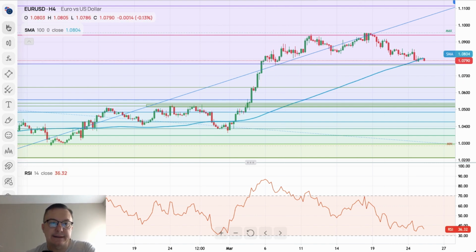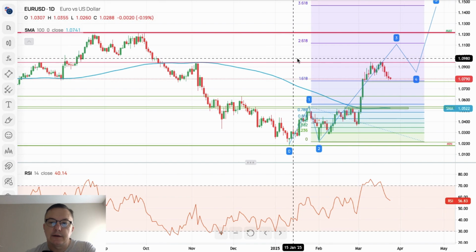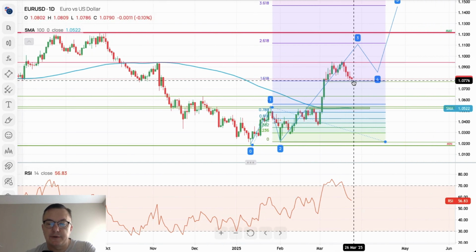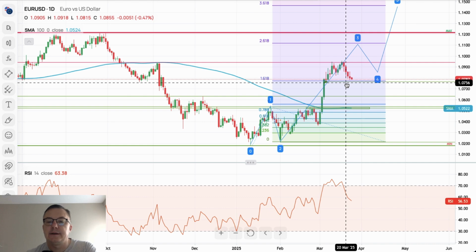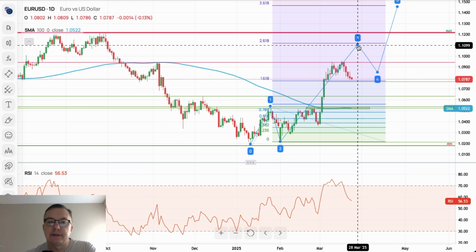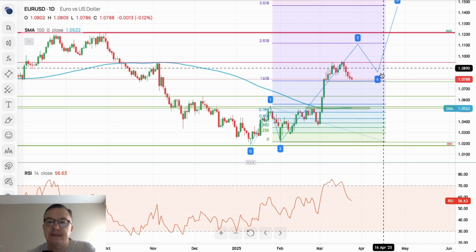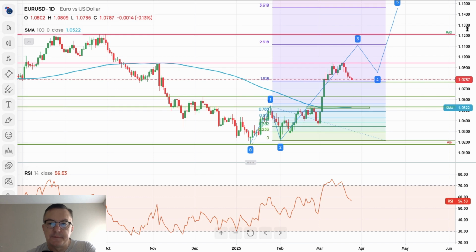So as expected, from the daily point of view, we are still developing the internal wave 4 correction. When it's completed, then obviously we will do the last wave to the upside, wave 5. So the wave 3, which you can see on the screen, will be terminated. Then big wave 4 will be completed, and then wave 5 to the upside might be done.